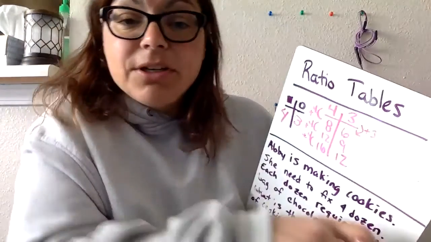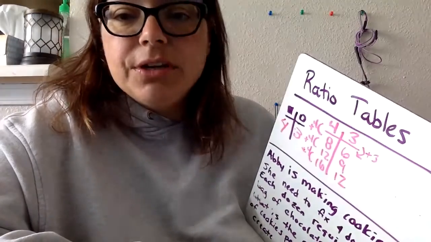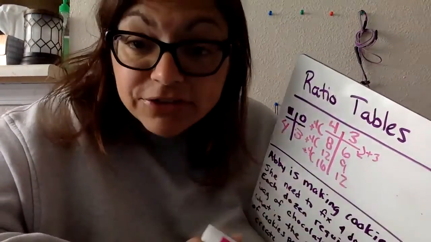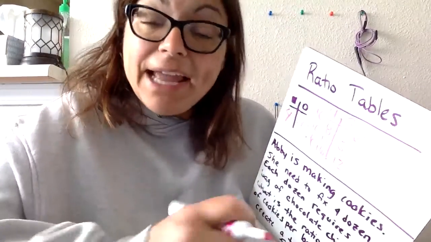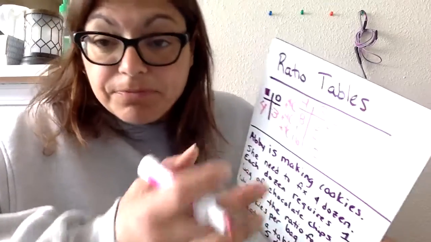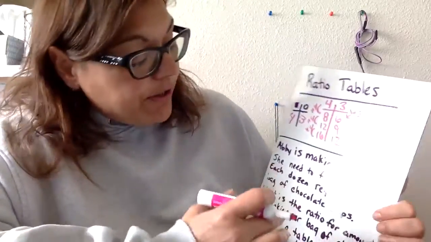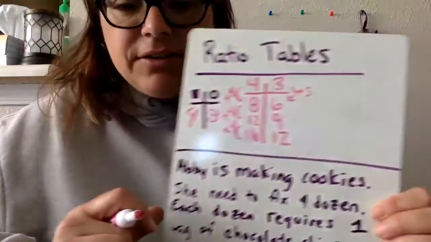And this is important because, for example, if we were doing a recipe, and let's say we were doing 2 batches of cookies or 6 batches of cookies, we need to know how many half cups of flour or how many cups of butter we need. So these are good to have for measurements. Okay, so let's look at an example.